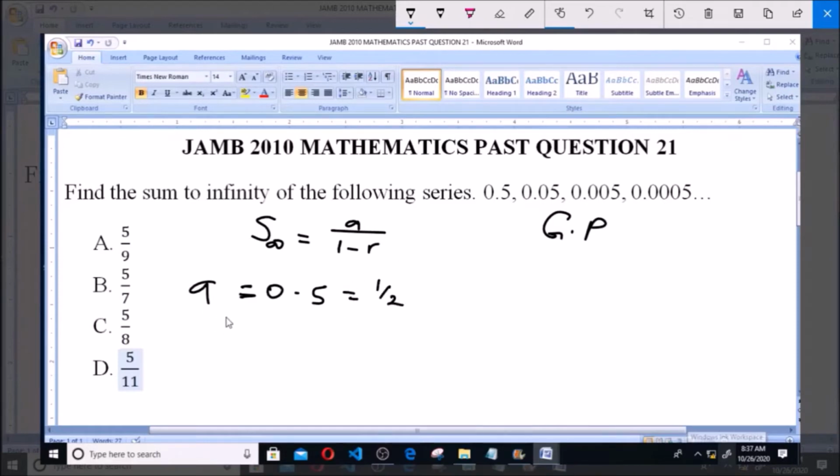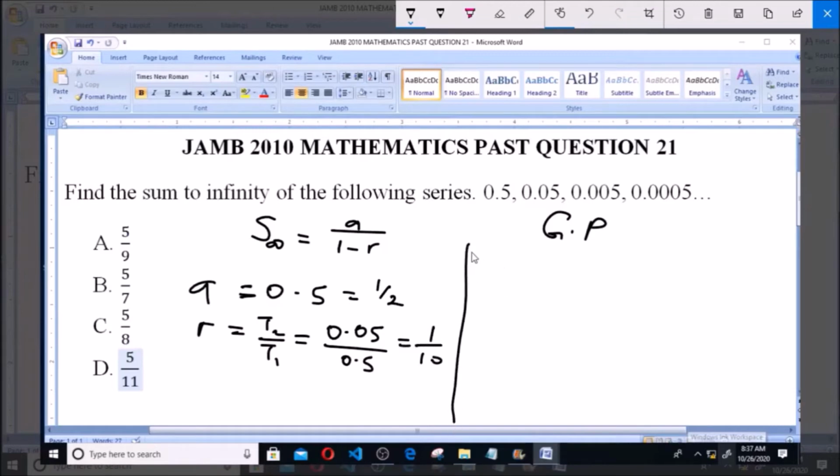Then R, which is the common ratio. We can get R from T2 all over T1, and our T2 here is 0.05, so 0.05 all over 0.5 is equal to 1 over 10. So R is 1 over 10. Now with this we can find the sum to infinity. The sum to infinity will now be equal to A, which is 1 over 2, divided by 1 minus 1 over 10, where 1 over 10 is R.